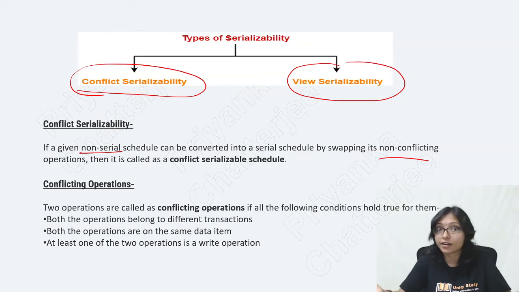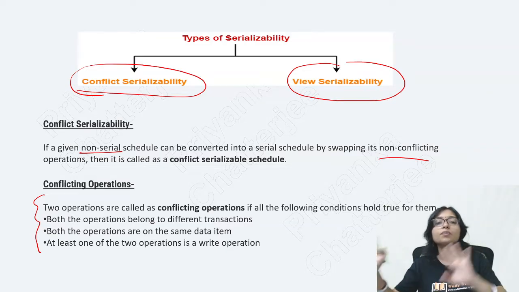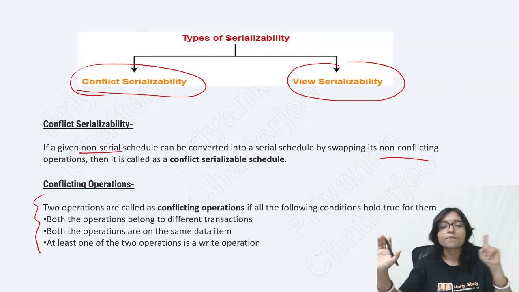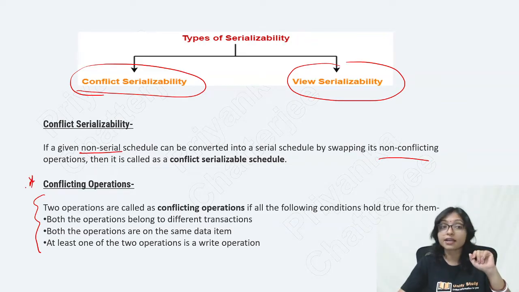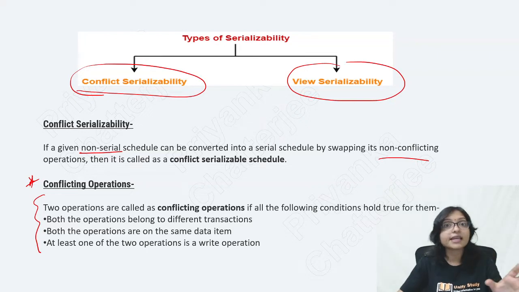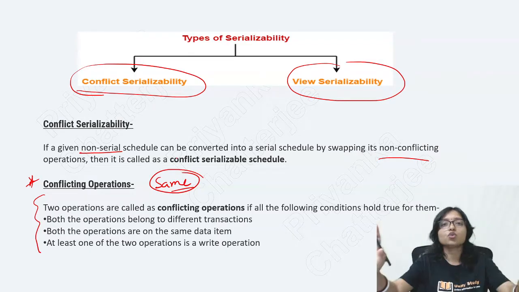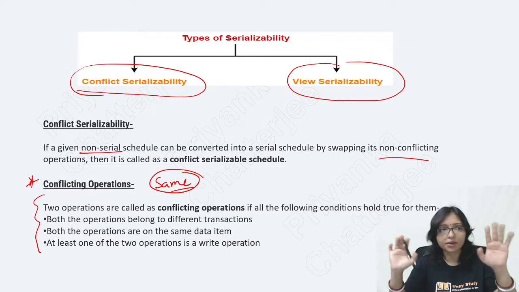Now what is a non-conflicting operation? For that we have to understand what the conflicting operations are, because when you know where the conflict is, then you will be able to understand where there is no conflict. This is very important, and theoretical questions also come from here. Conflicting means, first of all, it should be on the same data.